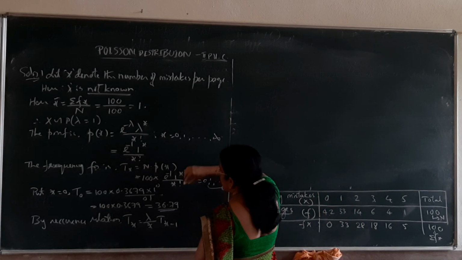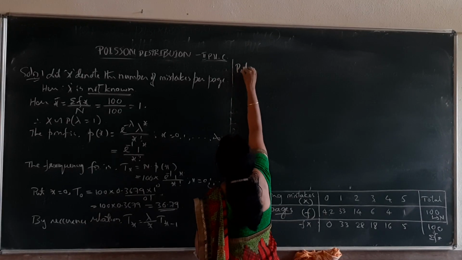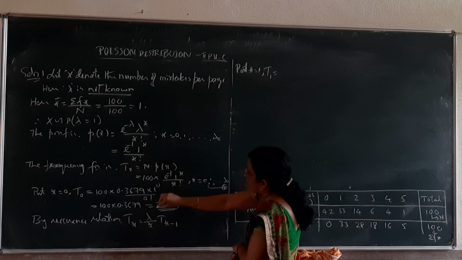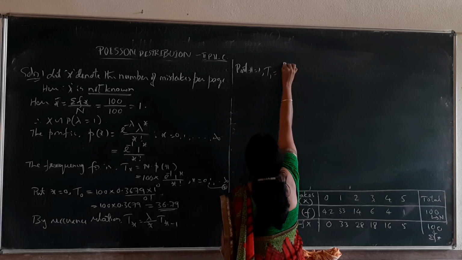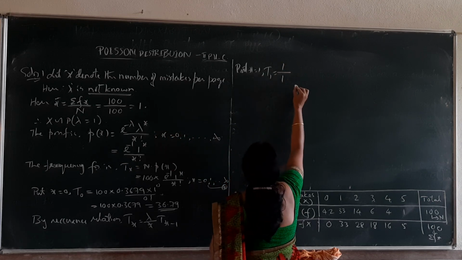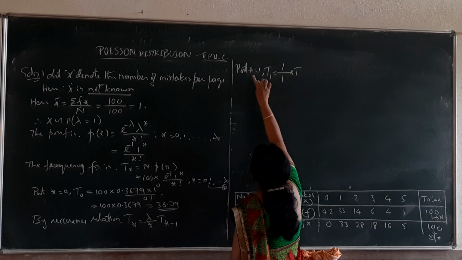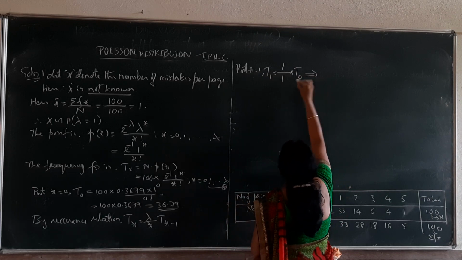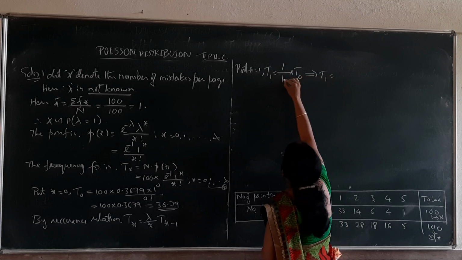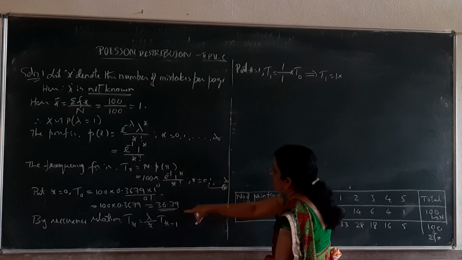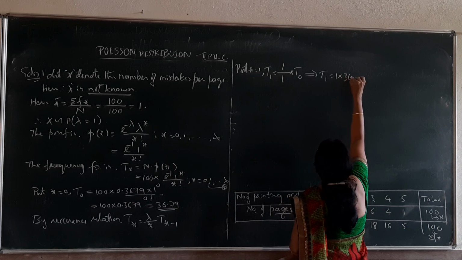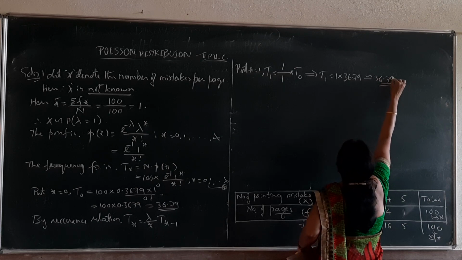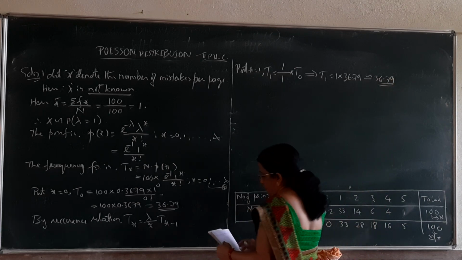Now next, in the recurrence relationship, put x equal to 1. You will get T1 equal to lambda by x. Lambda in this problem is 1, divided by x, which is also 1, into T of x minus 1, that is 1 minus 1, which is 0. This implies T1 is equal to 1 by 1 into T0, the frequency we just obtained, 36.79, which is equal to 36.79 itself. Next term.